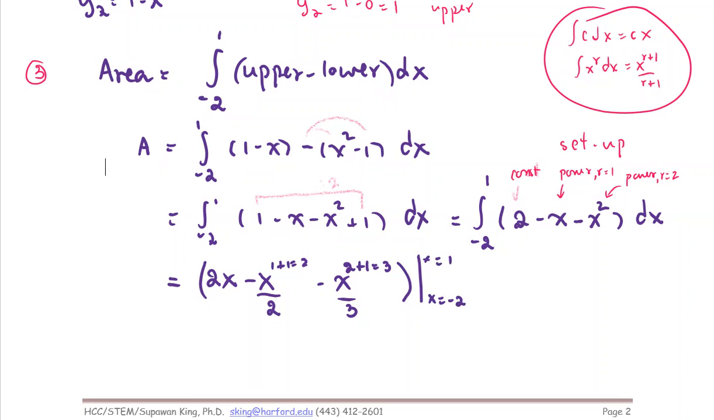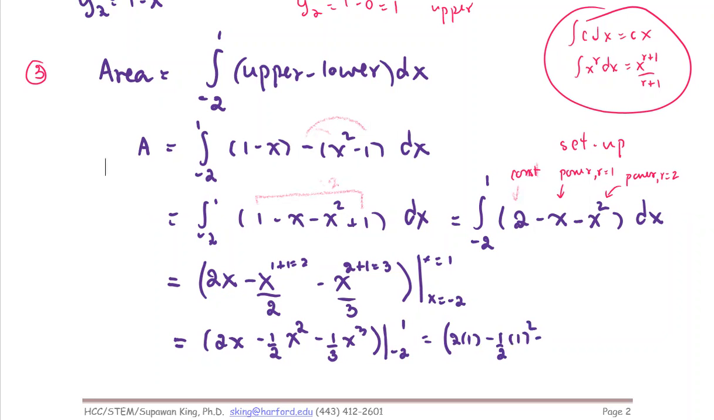And then simplify again into the form that easier for us to go to the next step. So I'm going to write as a coefficient 1 half times x to the second minus 1 third times x to the third, and evaluate from negative 2 to positive 1. Same routine, we're going to evaluate by using the upper limit first. Going to be 2 times 1, 2 times 1 minus 1 half, 1 squared minus 1 third times 1 to the third, and then subtracted by the second group from using the lower limit or negative 2. This 2, this is 1 third, and then negative 2 to the third power.